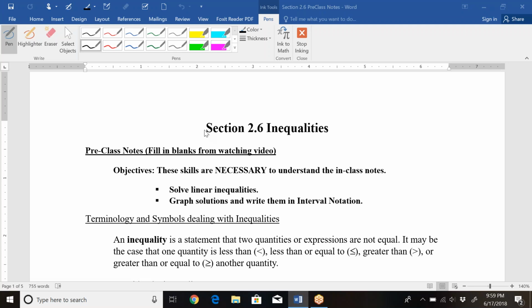All right, this is the pre-video from section 2.6, Inequalities. So we're looking at solving linear inequalities and graphing solutions and writing them in interval notation. Those are our objectives. To start out, we need to make sure we understand what an inequality is.